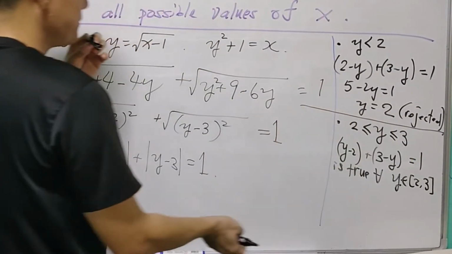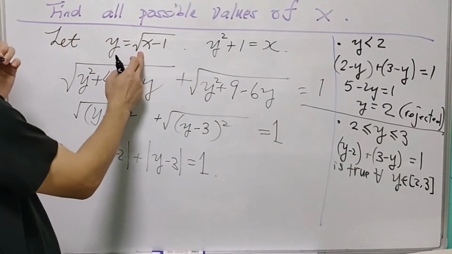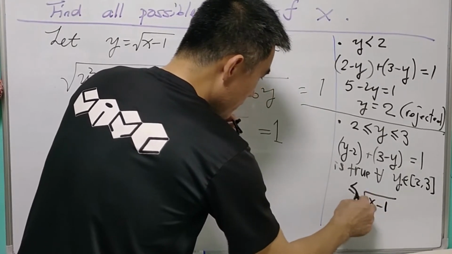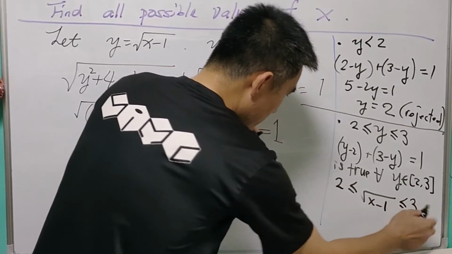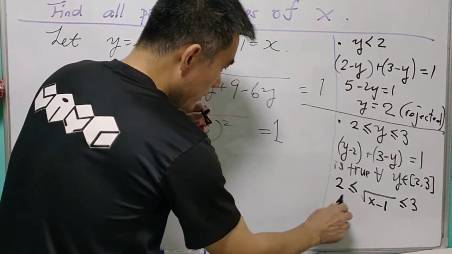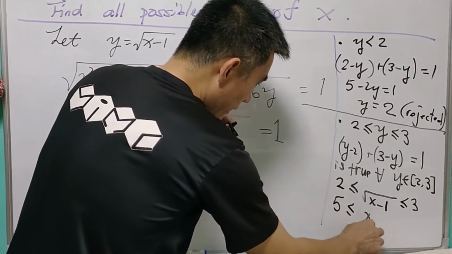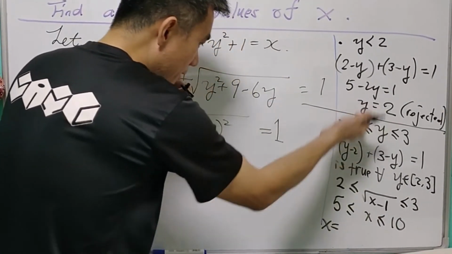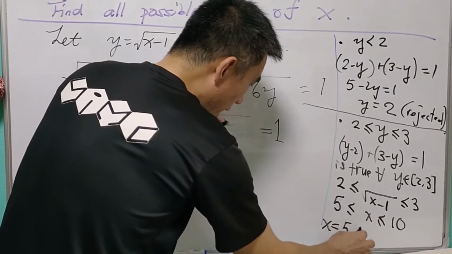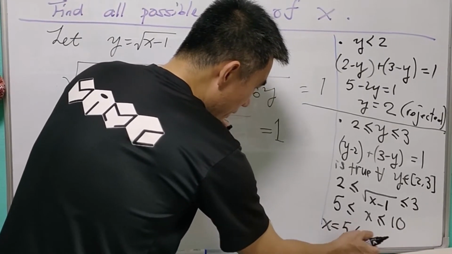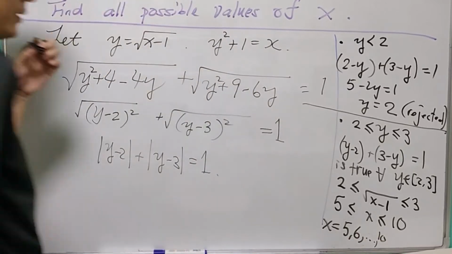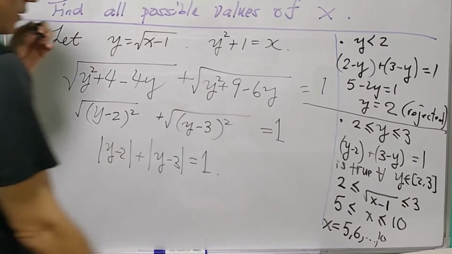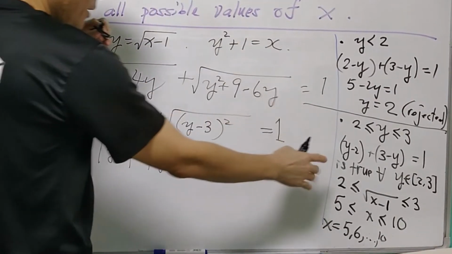Okay, so for any value of y in this interval, this is always true, and we can accept all the values of y. And y is equal to square root of x minus 1, which is in between 2 and 3. So you square it and plus 1, that is equal to 5, and this is 10. So meaning that for this interval, x can be equal to 5, 6, 7, 8, 9, up to 10. Okay, so we have 6 integers of x that satisfy the equation for this case.